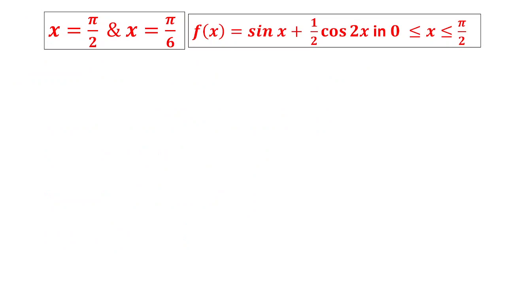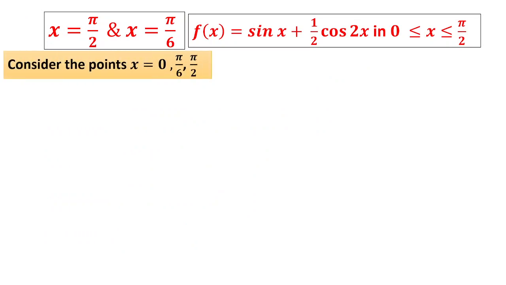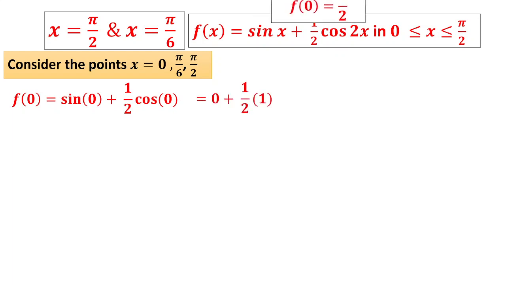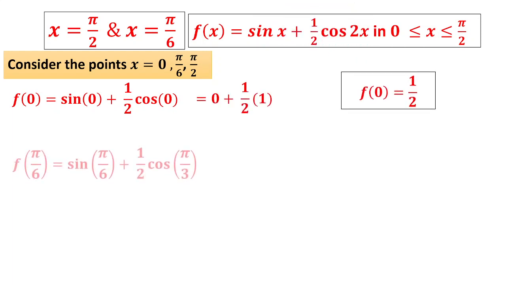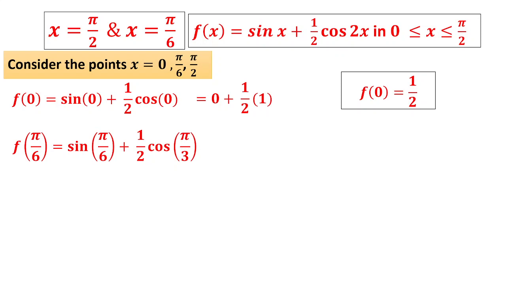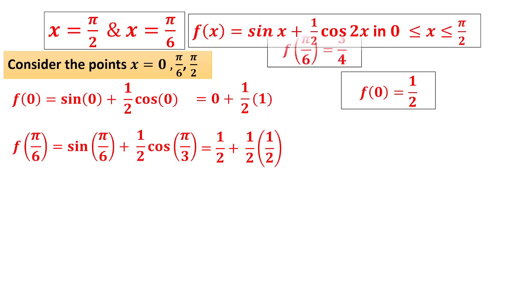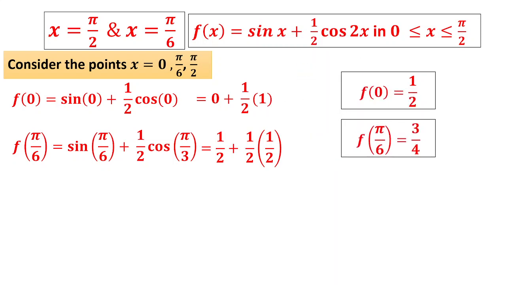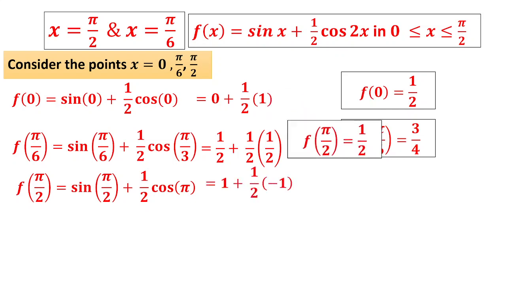Now this is f of x. Let us find the values at the points pi by 6, 0 and pi by 2. Find f of 0. It is half. Find f of pi by 6. Be careful here, it is cos 2x. Therefore, when x is pi by 6, cos 2x will be cos pi by 3. Therefore, the answer is 3 by 4. When I put x is equal to pi by 2, I am getting the answer as 1 by 2.